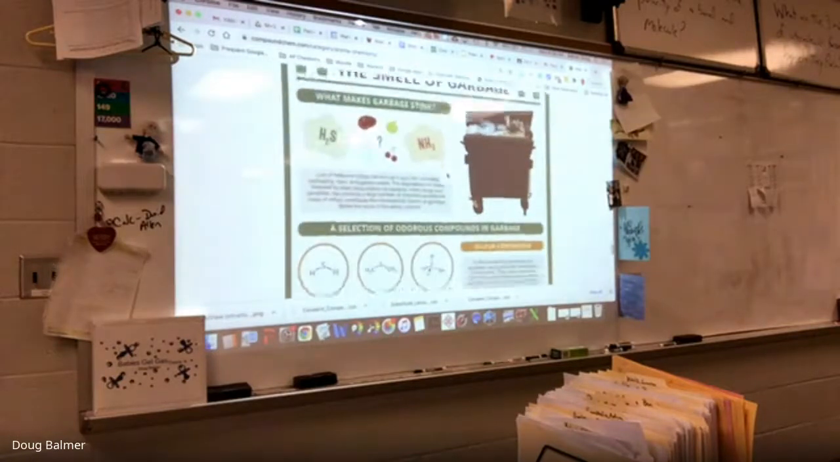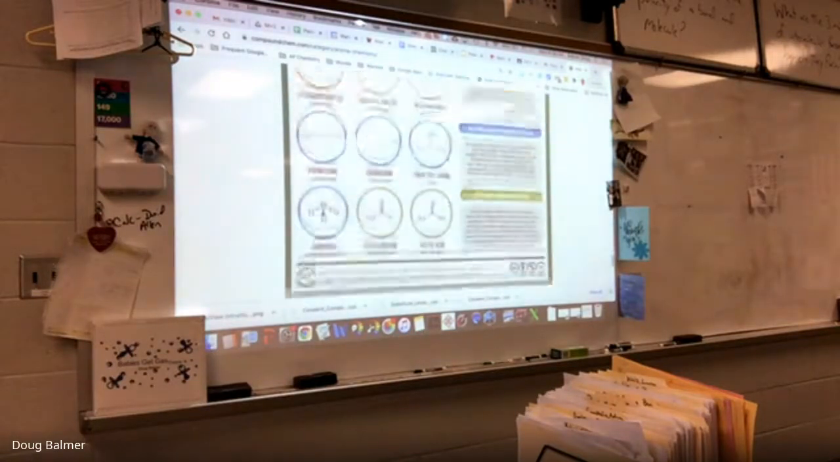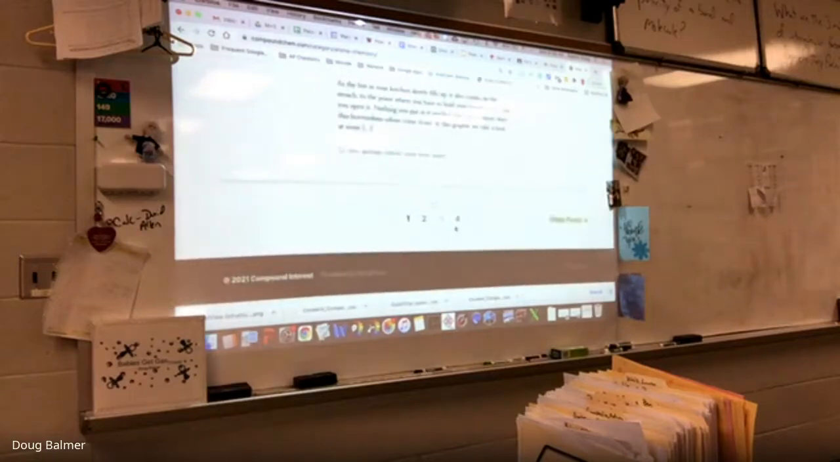The smell of garbage. There's some cool chemistry going on in the garbage truck. And it just goes on and on and on. The chemistry of why old books smell the way they do. The smell of wet dogs. So you could pick, and that's where I got my example, the smell of rain. I took some of the pictures from one of his graphic organizers. So you could do as many practice problems as you want.